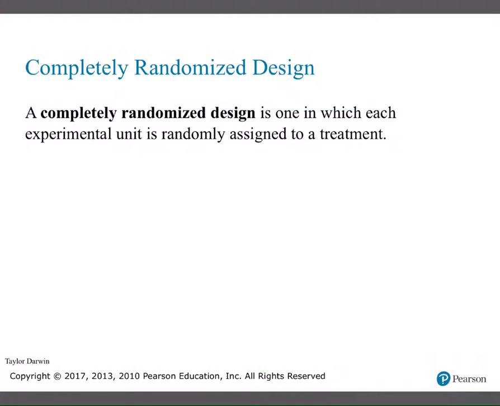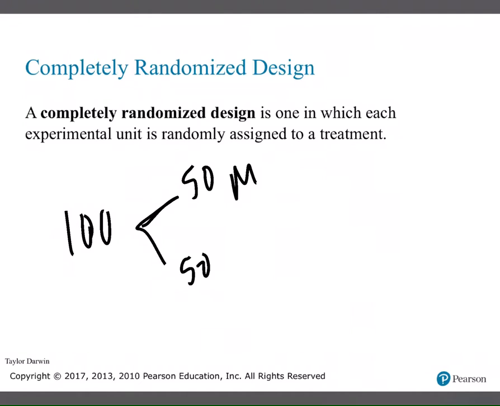There are ways that we can do designs. Once we've kind of talked about all those examples, we can do something called a completely randomized design, and that's when one experimental unit is randomly assigned to a treatment. So maybe you've got 100 people and you say 50 of them are getting medication, 50 of them are getting a placebo. We kind of talked about that a little bit.